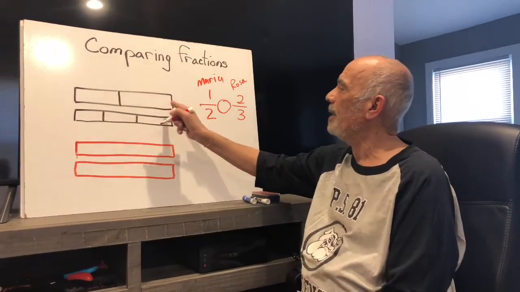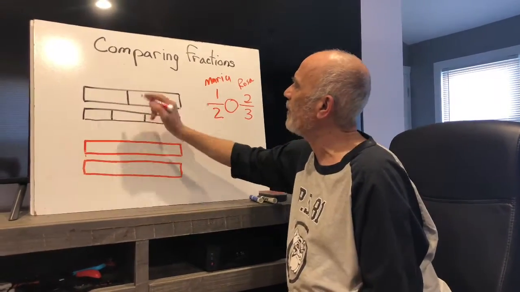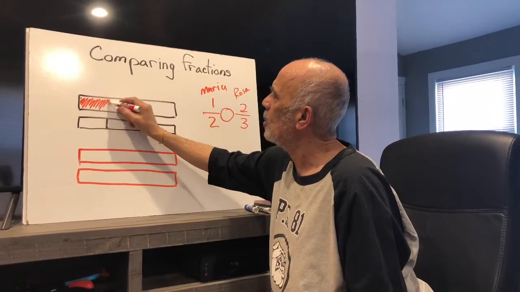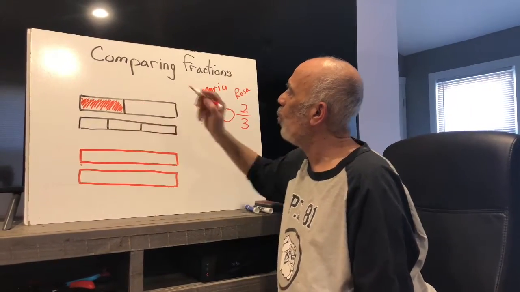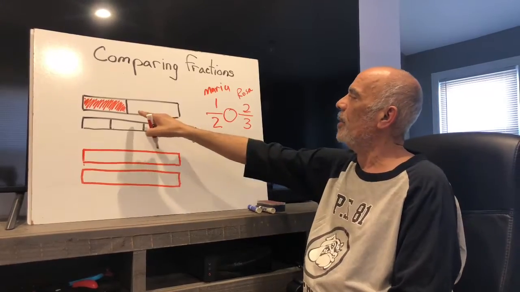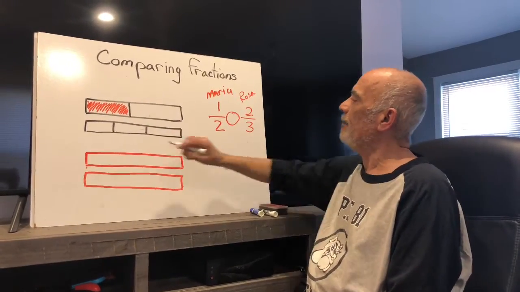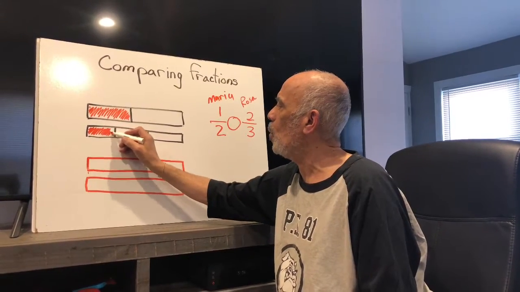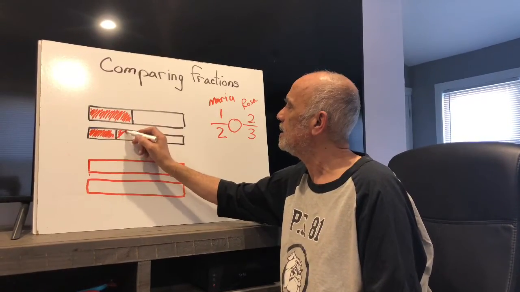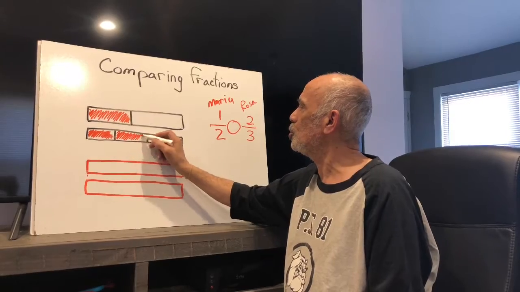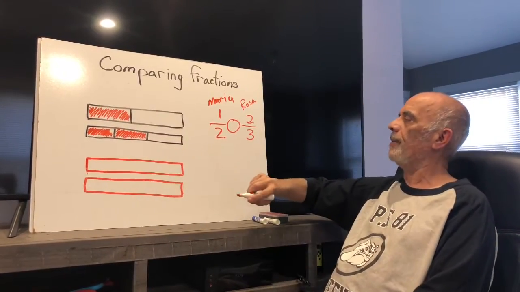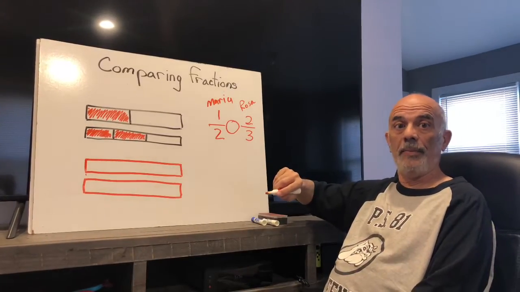I got my whole candy bar, cut it in half, and I'm going to shade in 1/2, which is what Maria ate. Then Rosa ate 2/3, 2 out of 3. Our question is, who ate more?